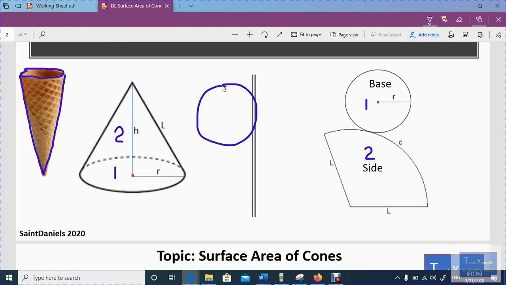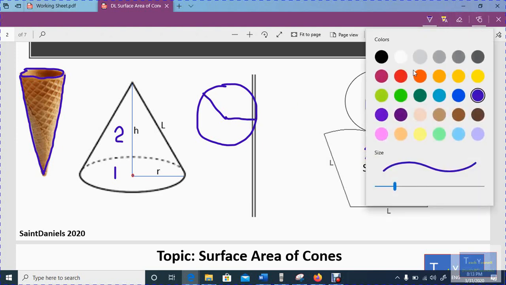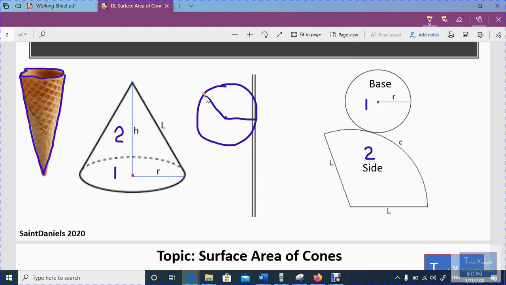We have a circle and this is the center point of the circle. Remember, the radius is from the center to a point on the circle. And let's say we also have this from the center to a point on the circle. This curved part is referred to as a sector of a circle, and this sector is like what you have here. We have the slant length L, which is this, and the circumference C of the circle.